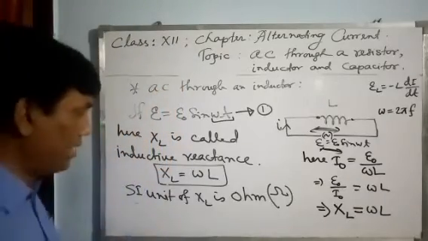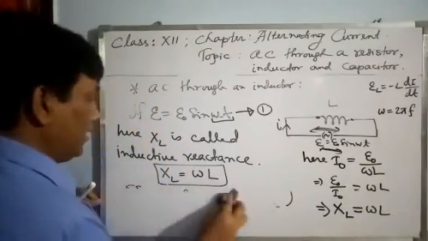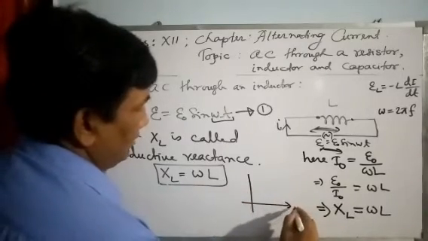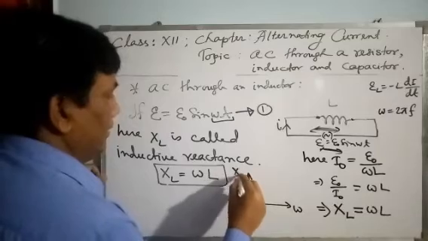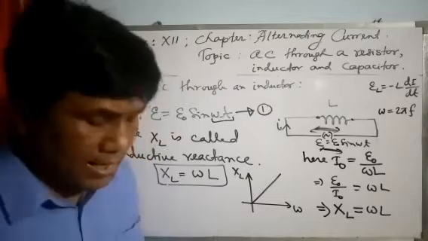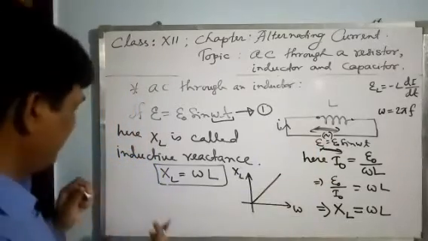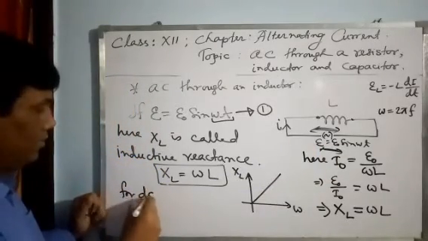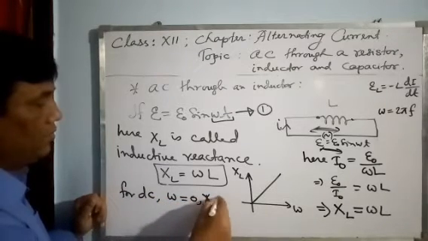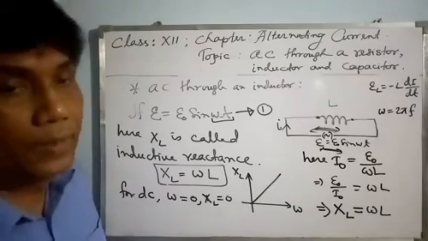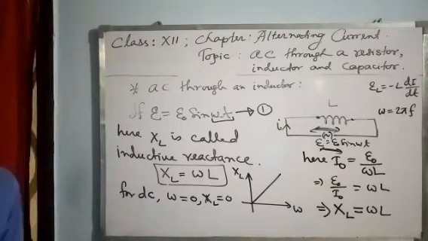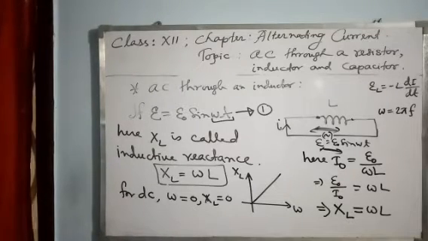If I want to draw the graph, omega versus XL, the graph will be like this. So two points you please write down. For DC, omega equal to 0, XL equal to 0. For DC, the inductor offers no opposition.